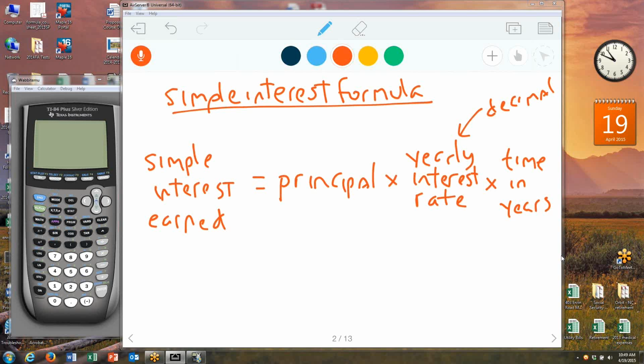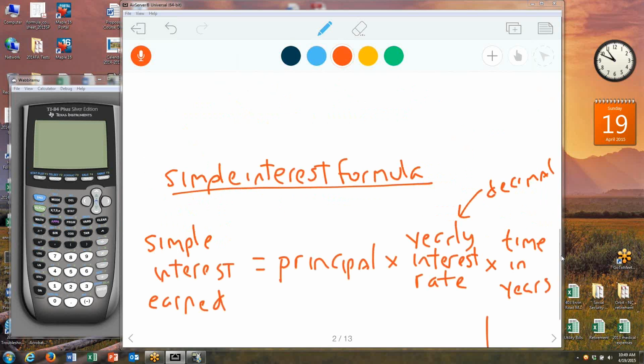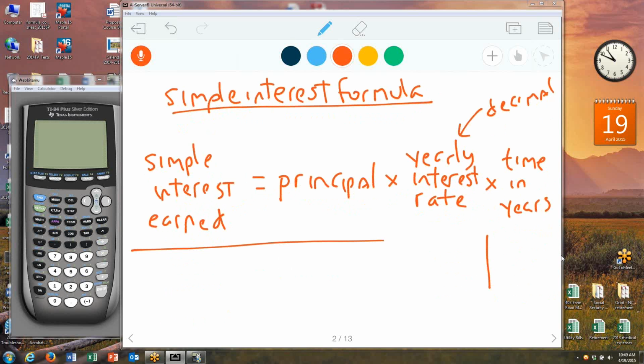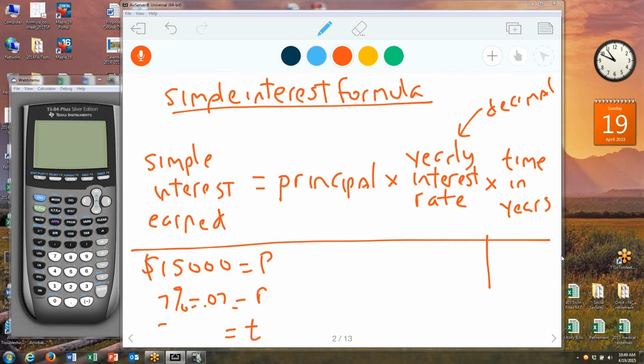So if we do another example of this simple interest formula, and I forgot to go down the bottom of the page, but we'll make it quick. Suppose you start with $15,000, so that's your principal, and your rate is 7%, which is not realistic these days, but maybe if you're in the market, and your time is 5 years. So if I run it through this formula, my principal is $15,000, my rate is 0.07, and the time is 5 years.